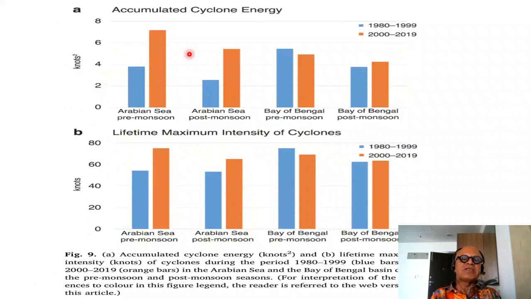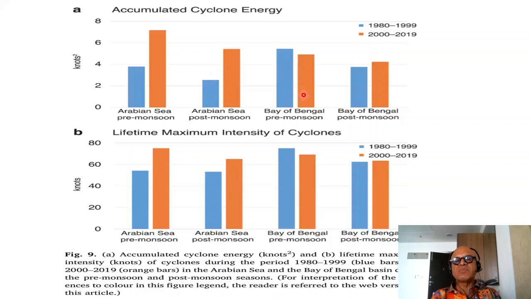Okay, so accumulated cyclone energy has some interesting comparisons as well. They're looking at 1980 to 1999 and 2000 to 2019 just to see whether the more recent decades have any special trends. So you can see that the pre-monsoon Arabian Sea shows a significant increase in accumulated cyclone energy, and also similarly a proportional increase in the post-monsoon cyclones.